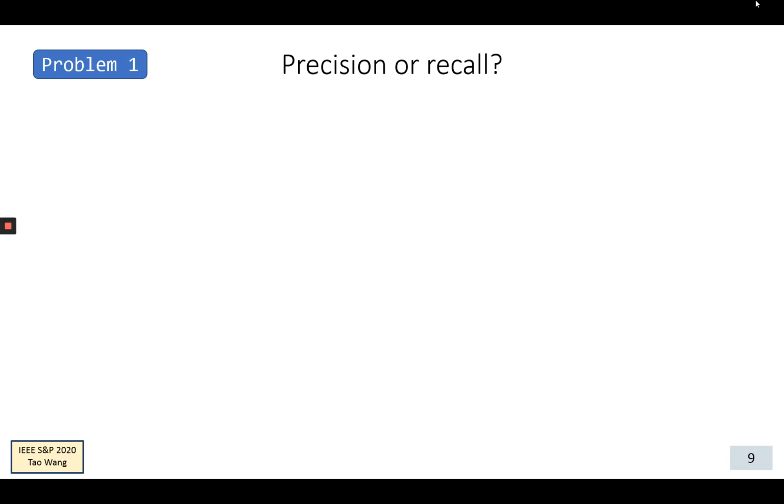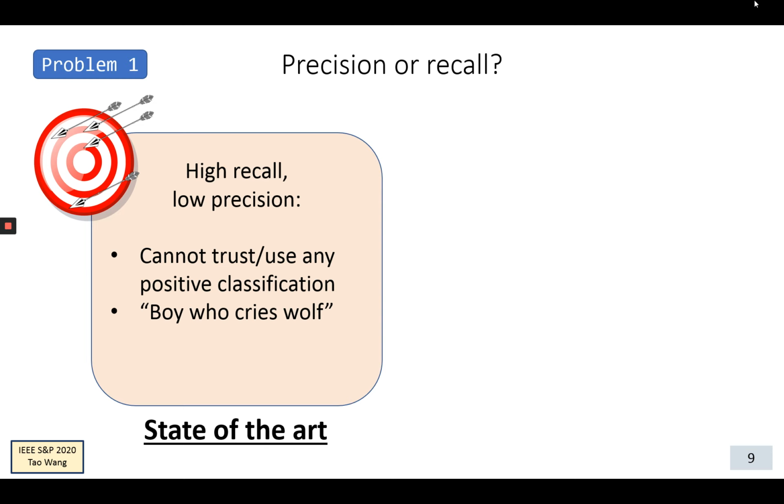Okay, so we are going to now try to answer two important problems to motivate our work. The first is whether we prefer precision or recall. Now, of course, naively, ideally, we will want to have both. But if we have to make a choice, which one should we prefer? Previous work achieves high recall, and our results show that they don't achieve good precision. So the state of the art is high recall, low precision.